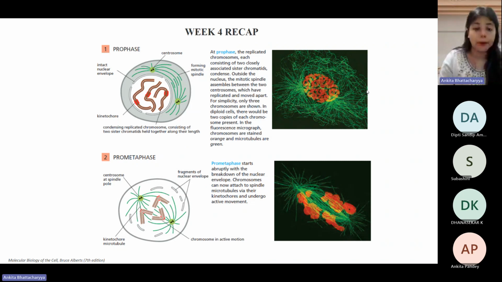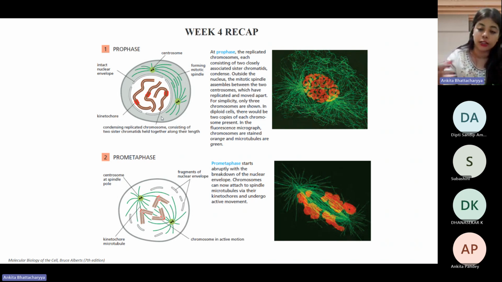Then comes the next phase, which is pro-metaphase. Now, pro-metaphase, as the name indicates, is representative of a pre-metaphase stage, which is the stage just before metaphase. So pro-metaphase starts with the abrupt breakdown of the nuclear envelope. Like you see in prophase, there is an intact nuclear envelope, but chromosome condensation has taken place. This is followed by breakdown or disassembly of the nuclear envelope, which is what we just discussed. This allows each of the chromosomes that have now condensed and organized themselves appropriately to attach to the spindle microtubules.